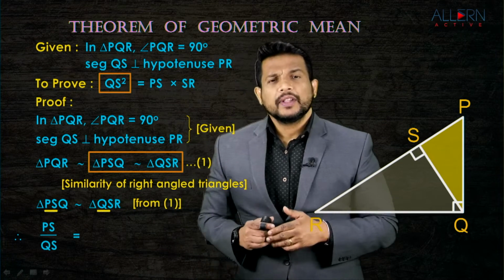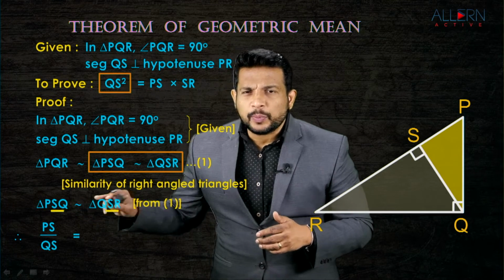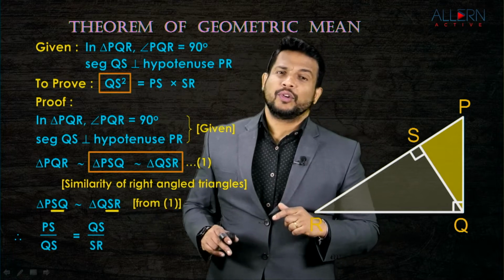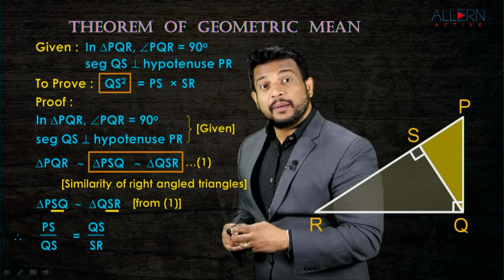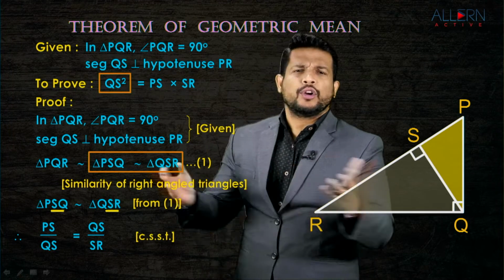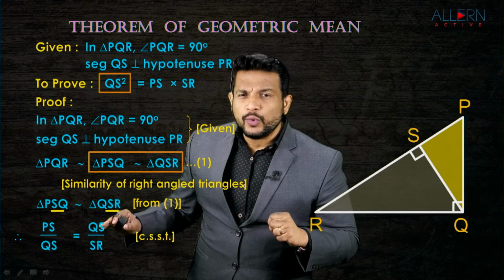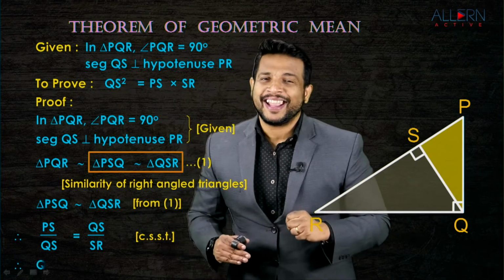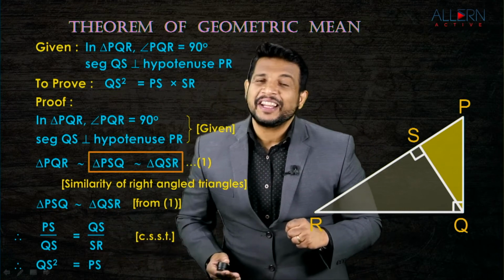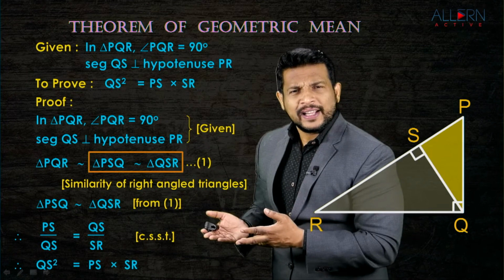That is equal to. Next one, what is the next one? Next QS is here, observe, yes. So its corresponding side here is SR. So we write QS upon SR. Beautiful. And what is the reason for that? The reason is nothing but corresponding sides of similar triangles. We write it as CSST. Beautiful, we wrote that. What next? Just cross multiply. So when we cross multiply, what do we get? QS into QS. How much is that? QS square. We write QS square equal to PS into SR. And that is nothing but the proof. We got the proof. Was that easy?